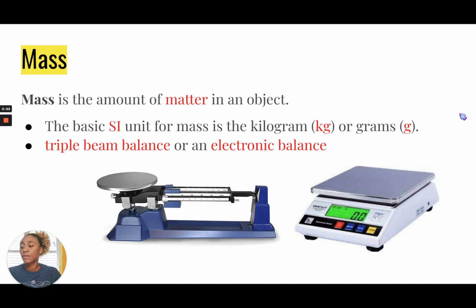So let's come to that. Since we realize that everything is matter and we know that matter is made up of both mass and volume, let us talk a little bit more about mass. Mass is the amount of matter in an object. What does that mean? It's the amount of unit of matter that makes up that object. And they measure mass with an instrument called a triple beam balance, as we can see here. It has 1, 2, 3 beams. That is why it's called a triple beam balance. And also they have the electronic balances as well.